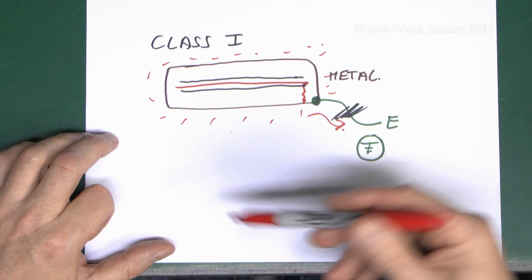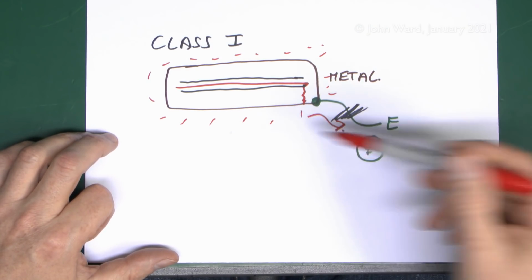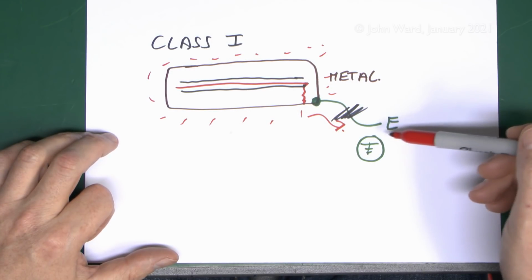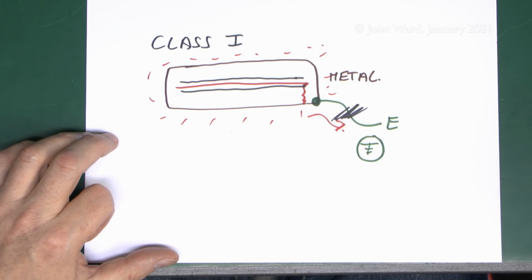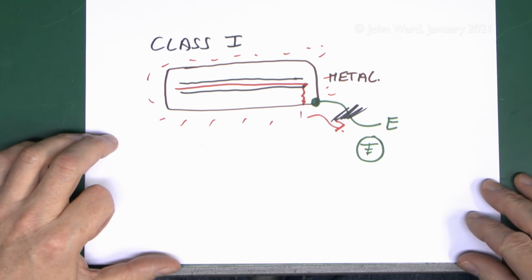So it's not that the metal case is some kind of safety device. It's put there and then we need to connect it to the earth, simply because if we didn't, it would actually create a huge electrical hazard, shocking people and causing injury.